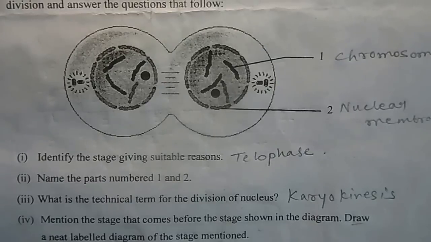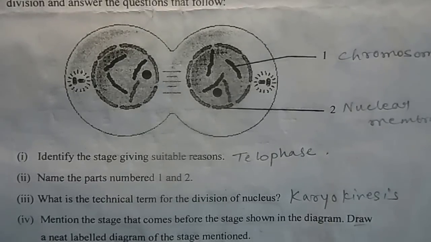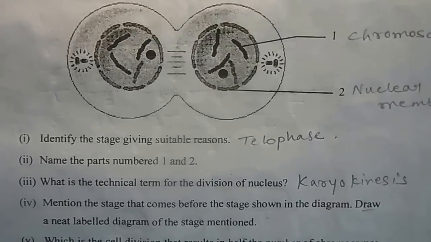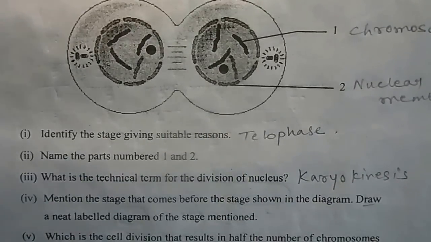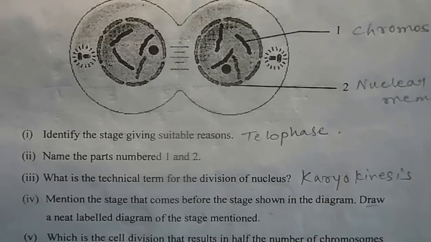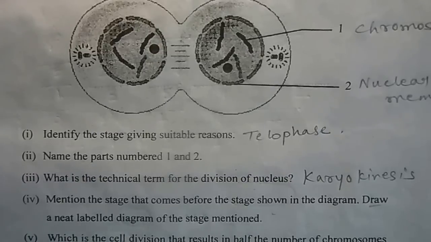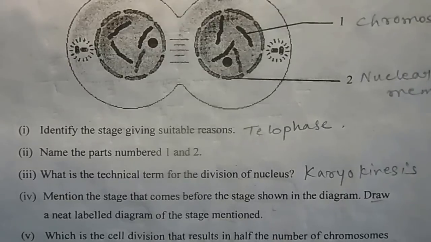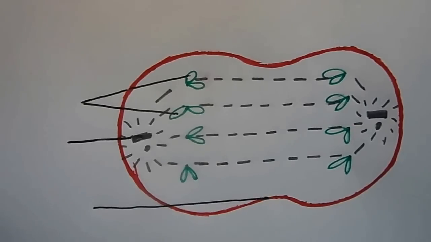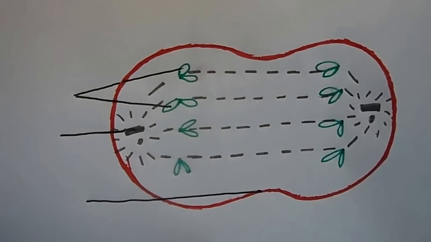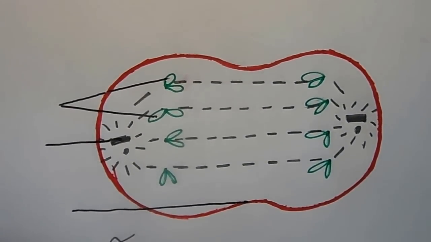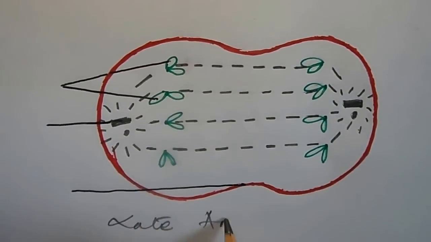Number 4 is you have to mention the stage that comes before this stage, and you have to also draw its diagram. The stage before this is anaphase, which occurs in 2 phases, early anaphase and late anaphase. So I am going to draw late anaphase for you. So this is the diagram for the stage before it, and that is late anaphase.